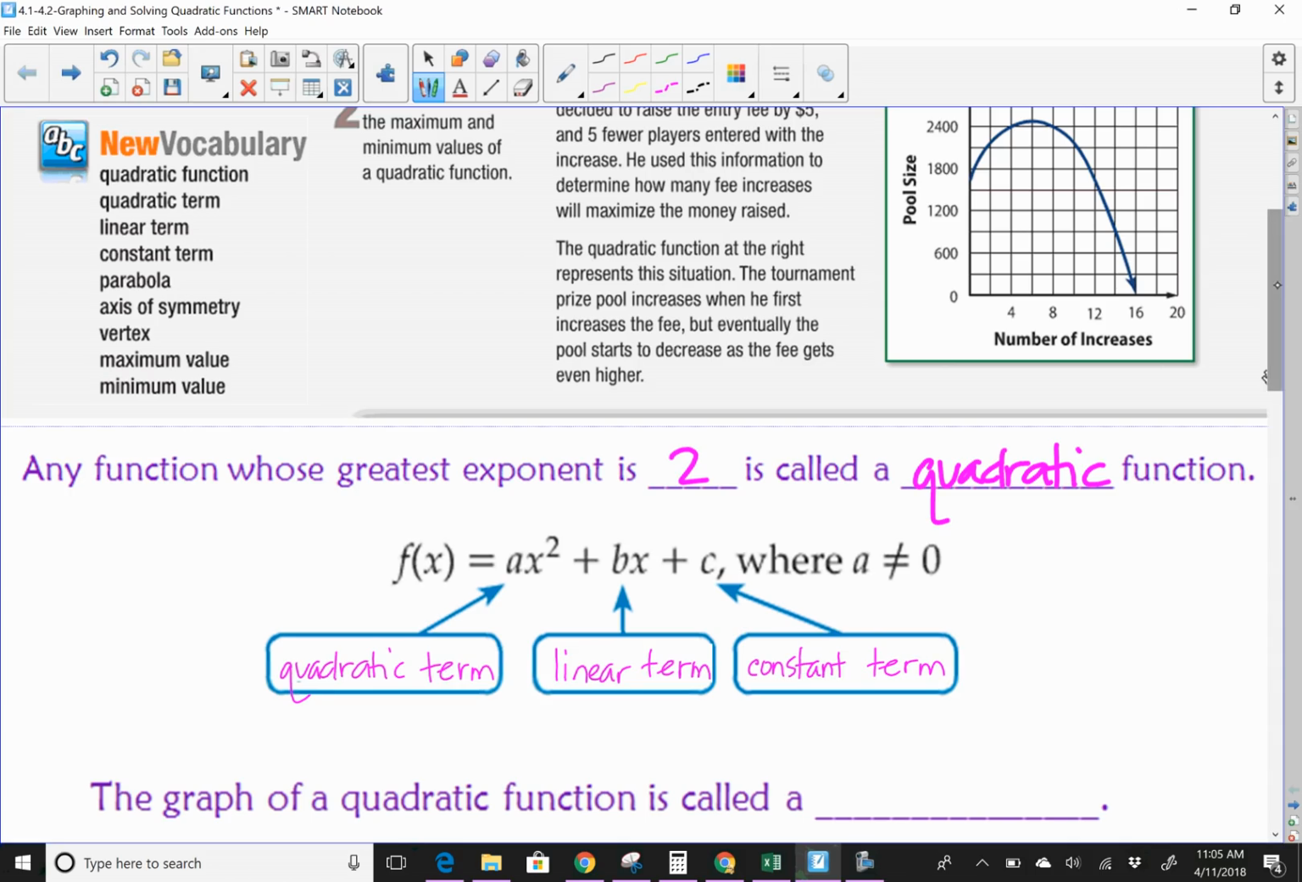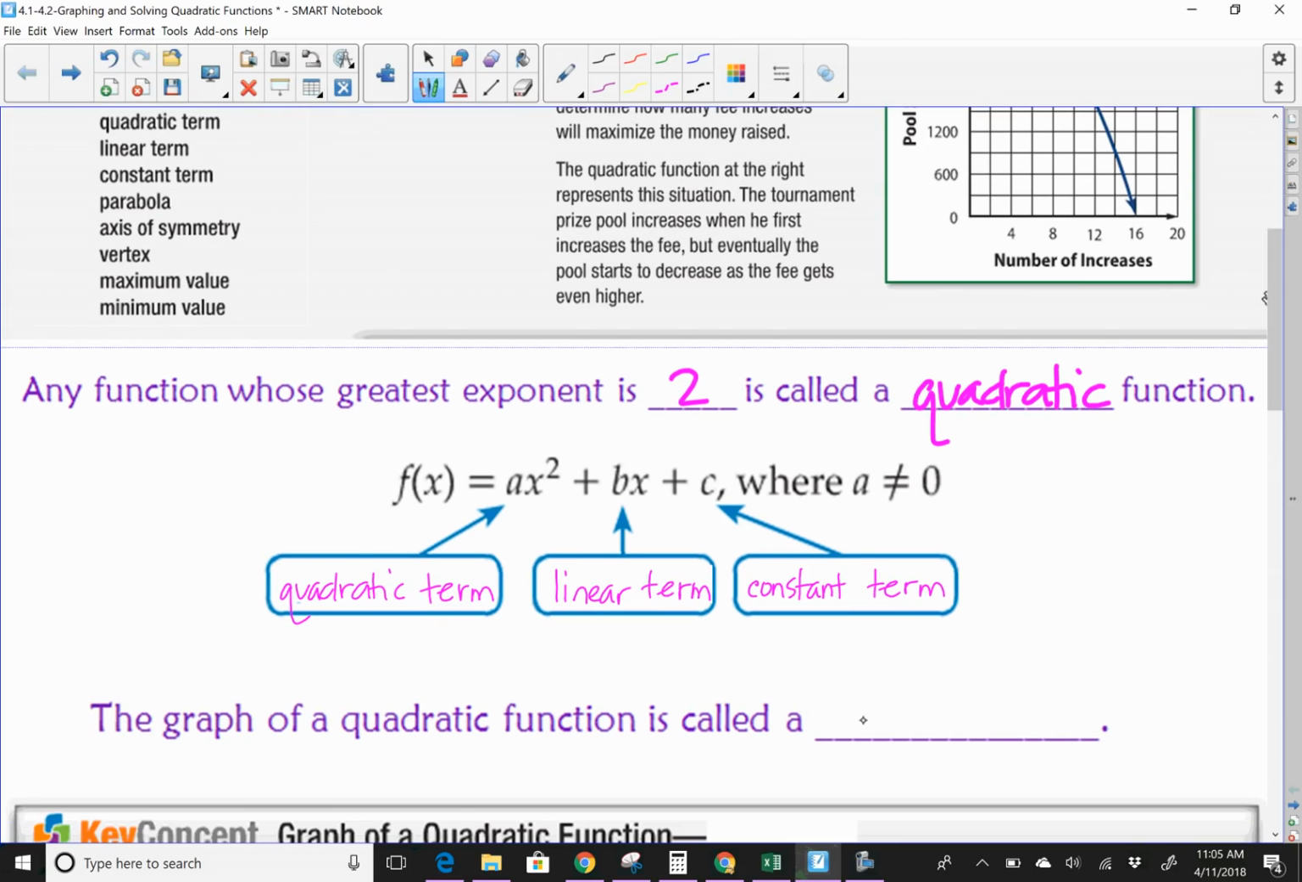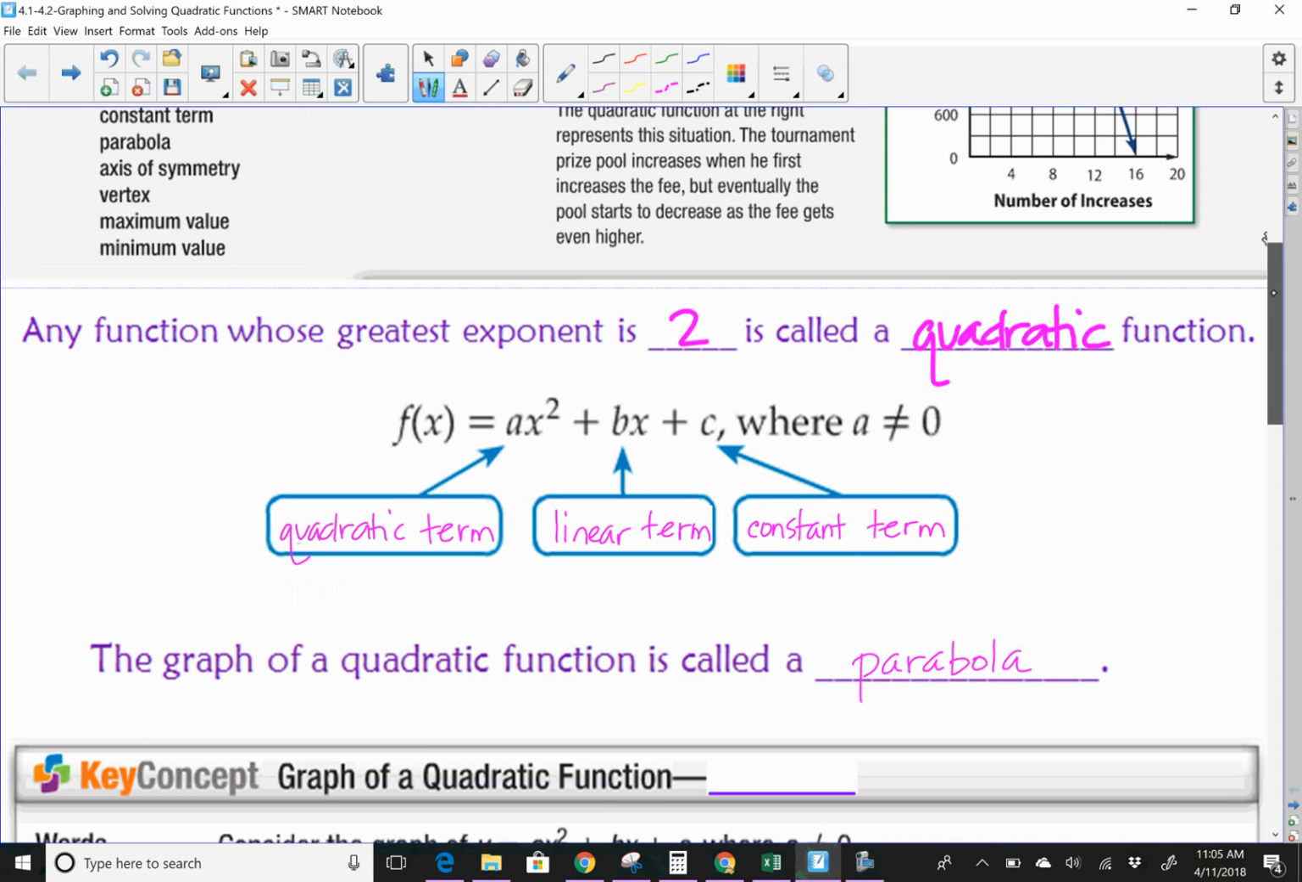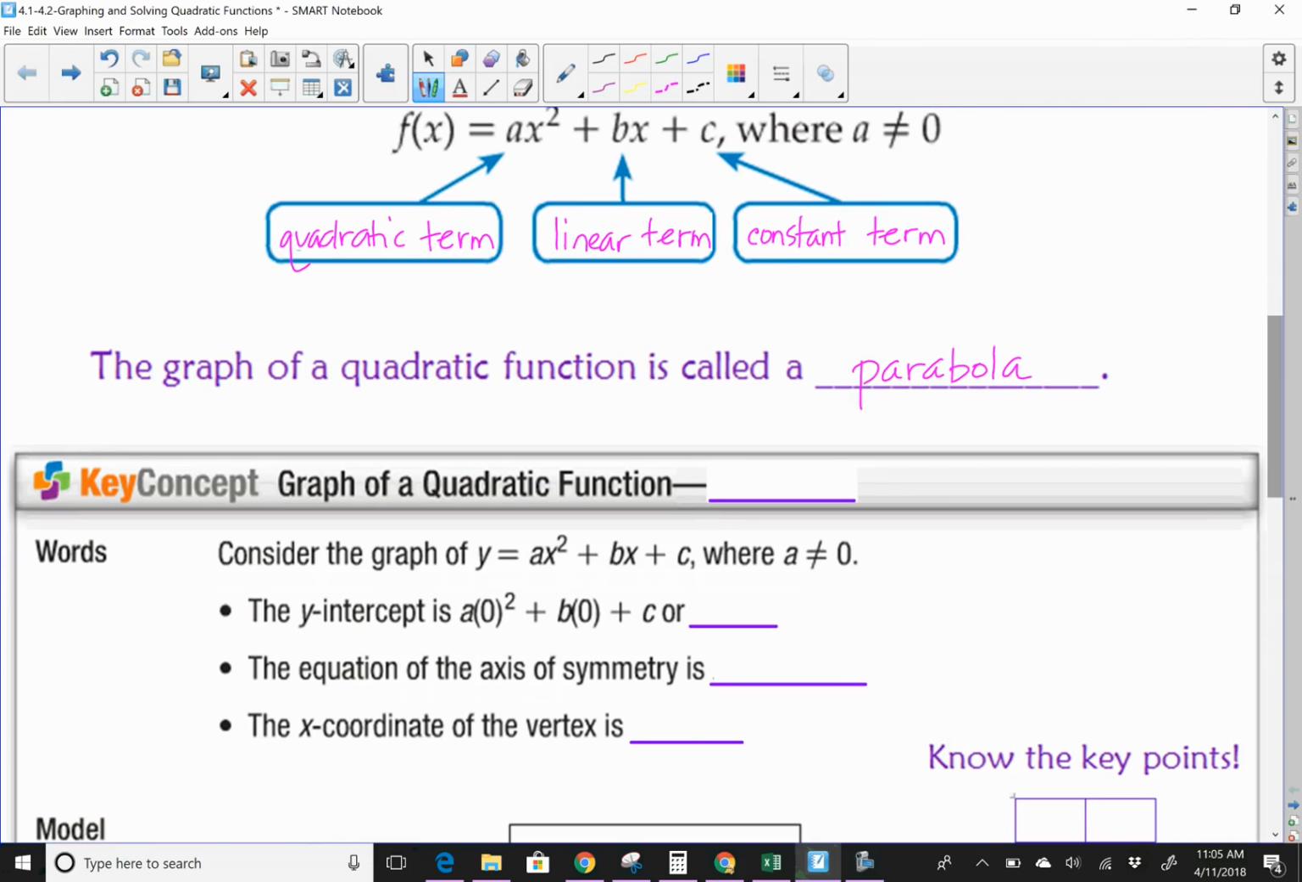The graph of a quadratic function is called a parabola. And you know, we've talked about this before. Parabola being that U-shaped looking thing. So the graph of a quadratic function, we just said, is always a parabola.